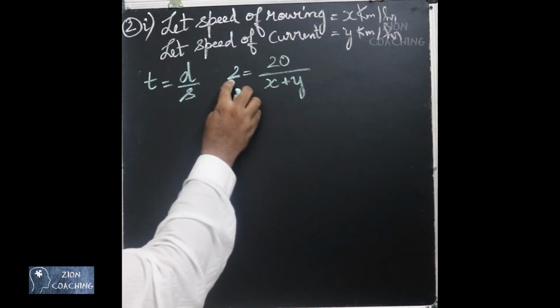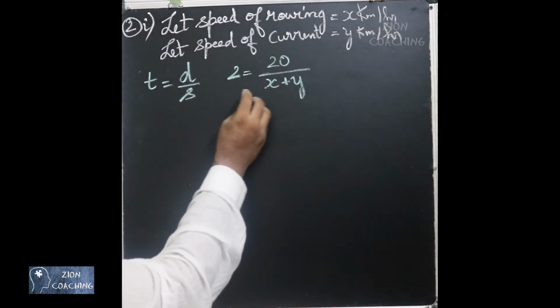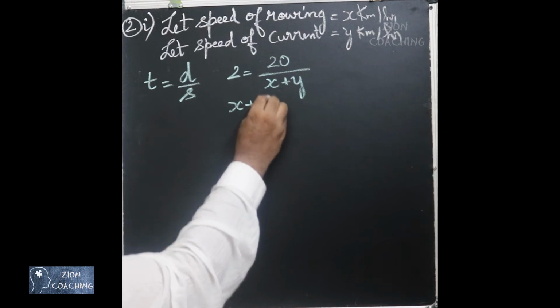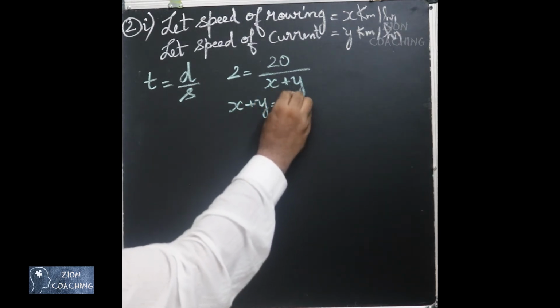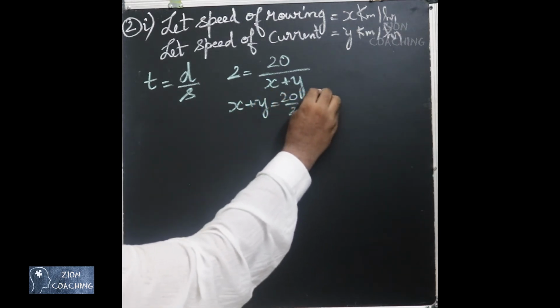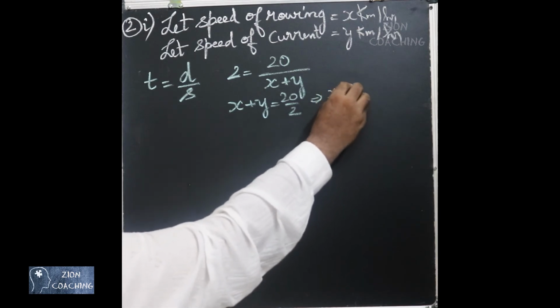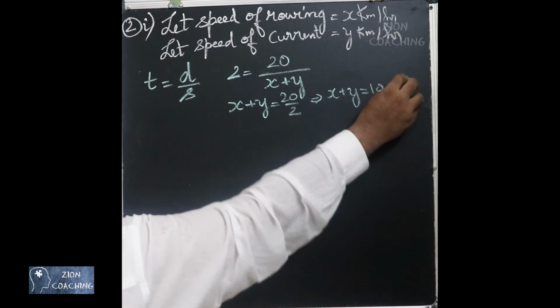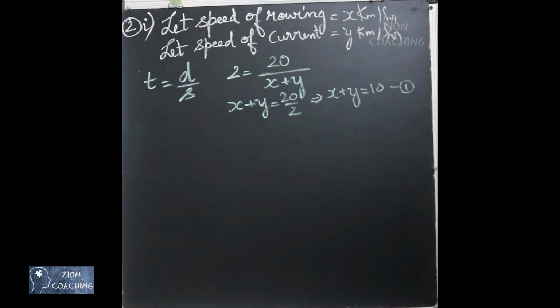Now you take x plus y to this side and bring 2 to this side, then we will have x plus y equal to 20 divided by 2. That implies we have x plus y equal to 10. Keep this as equation 1. Now we will discuss the second condition.